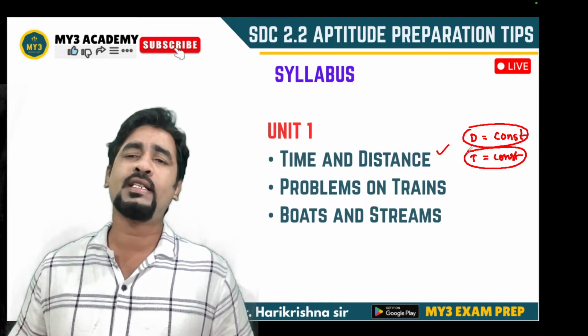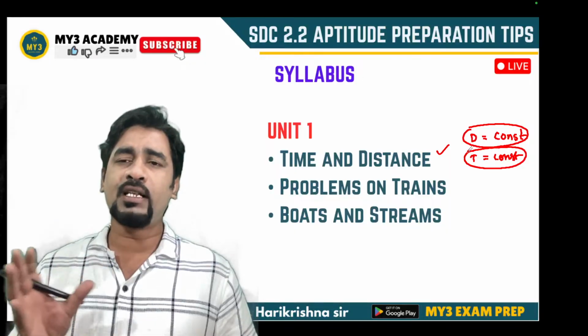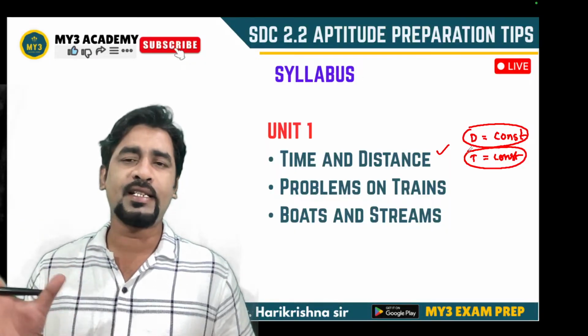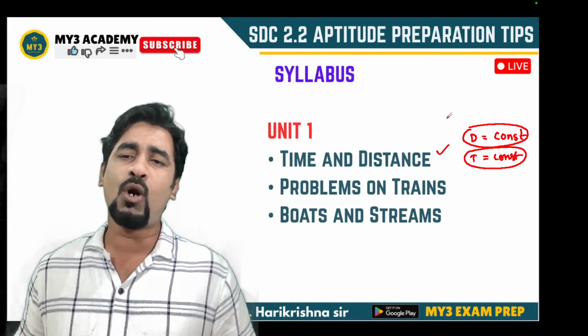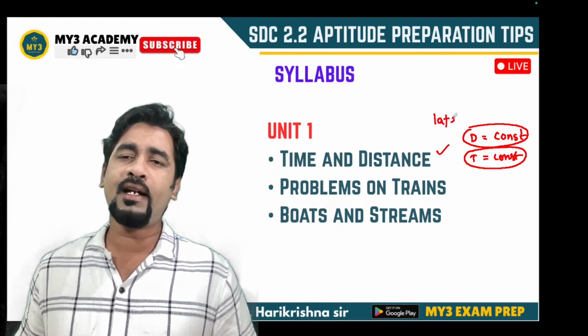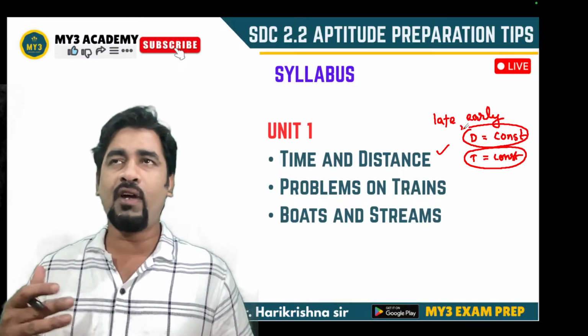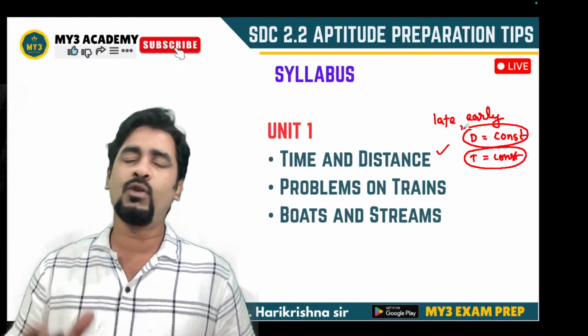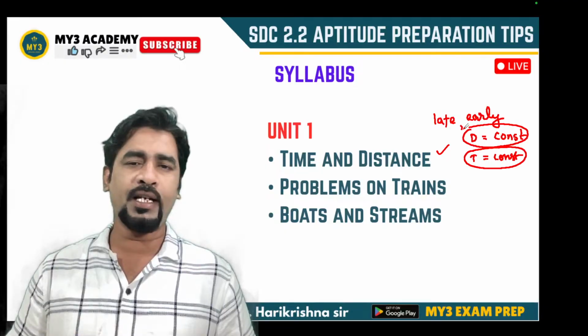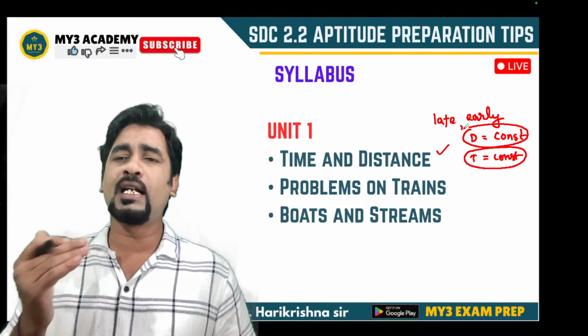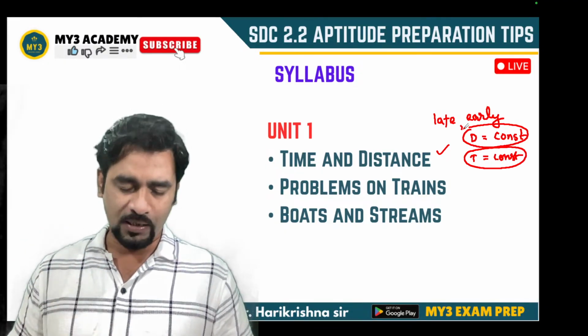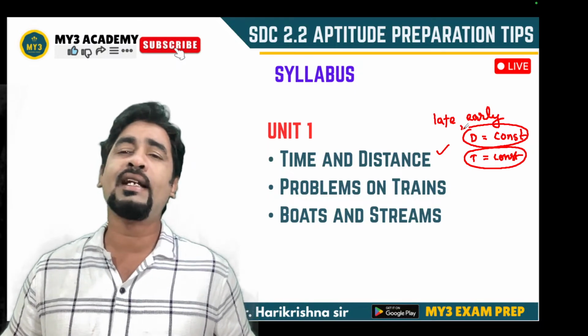Distance constant questions means questions where distance is kept constant. One important model question is the late and early model. I will narrate that question. You can refer to the portal, where you can see all the PPTs related to every topic. Where you come across this type of question, please focus on these models. The first one is the late and early model.